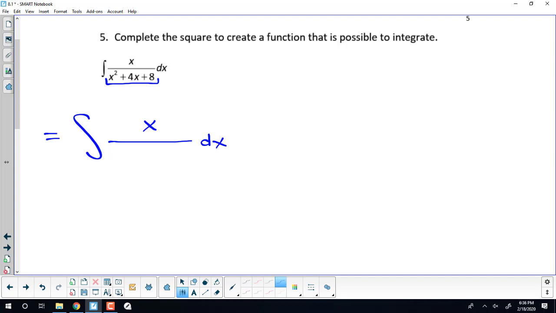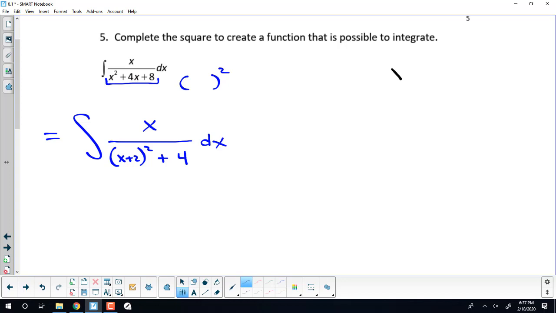Meaning, we want to write this thing as a completed square, like that, right? X plus 2 whole squared is 4. So x plus 2 whole squared plus 4? Do y'all agree?